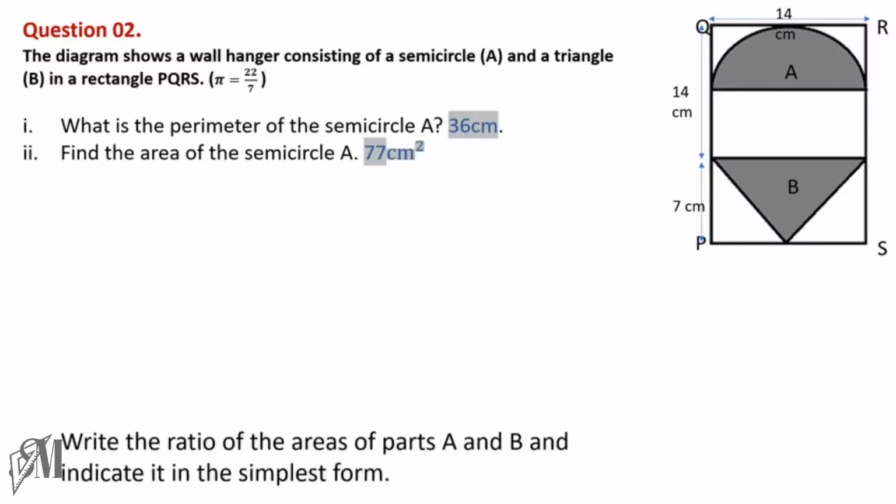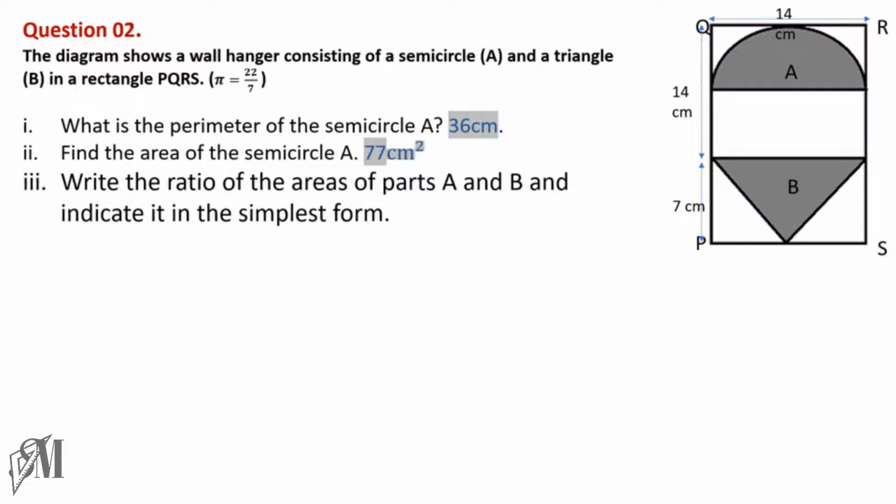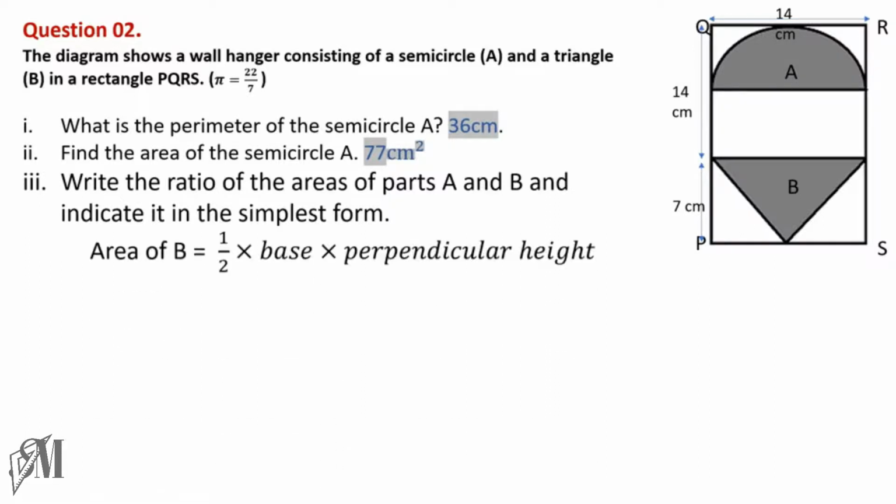The third part of the question tells us to find the ratio of the areas of parts A and B. To do this, first of all, we have to find the area of part B. B is a triangle. You know the area of a triangle is half into base into perpendicular height.